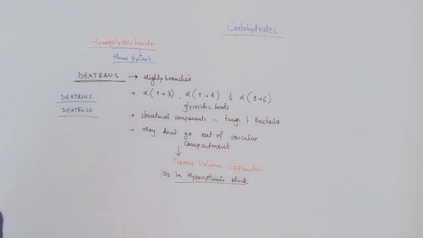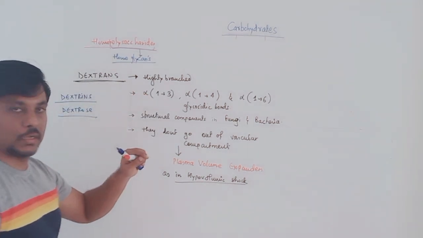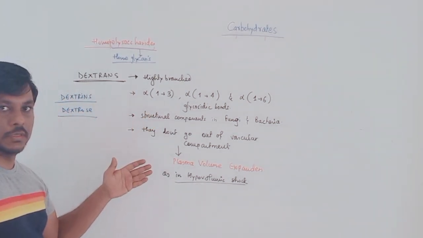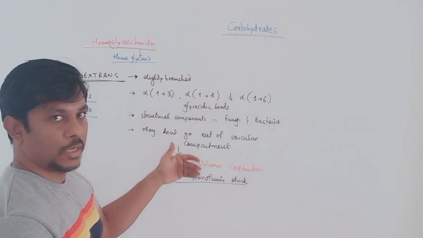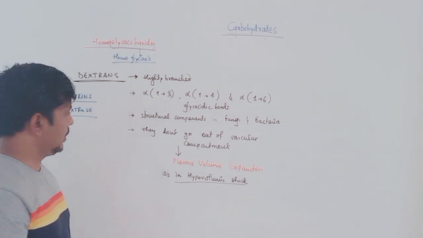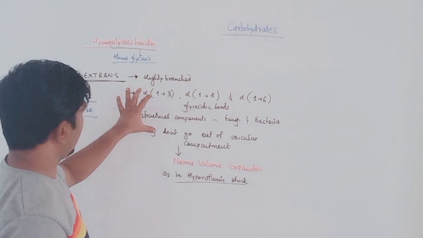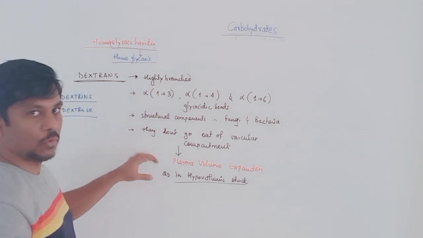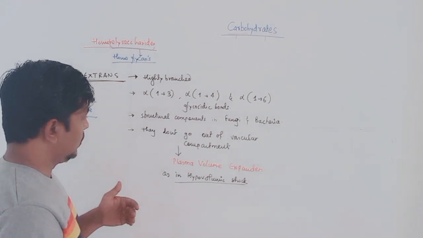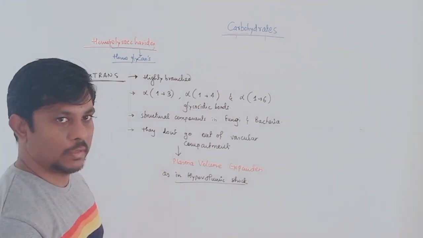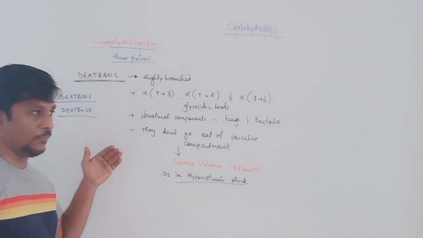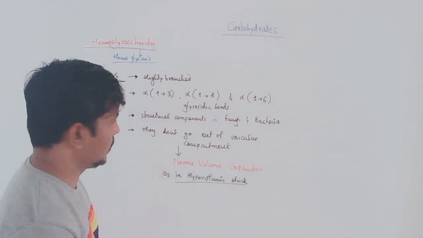So the dextrans are homoglycans or homopolysaccharides which are highly branched. They contain alpha 1,3 glycosidic bond, alpha 1,4 and alpha 1,6 glycosidic bonds. These are the structural components in some fungi and some bacteria. Because of the highly branched structure, they don't go out of the vascular compartment, so they remain in the vascular compartment. Because of that, they are used as a plasma volume expander, which can be used as a treatment modality in hypovolemic shock.